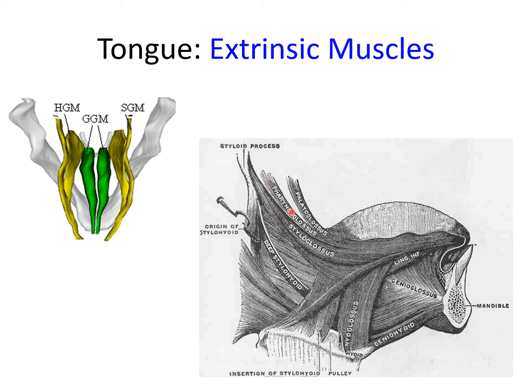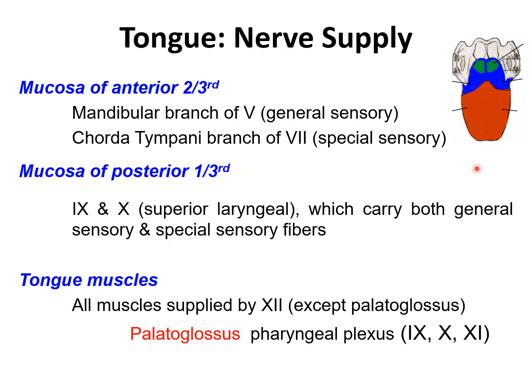Finally, you've got the palatoglossus, which has fibers contributed by another muscle which is less recognized, the pharyngoglossus, and the function of these muscles is to elevate. Now we can look at the nerve supply of the tongue. The mucosa of the anterior 2/3 of the tongue.